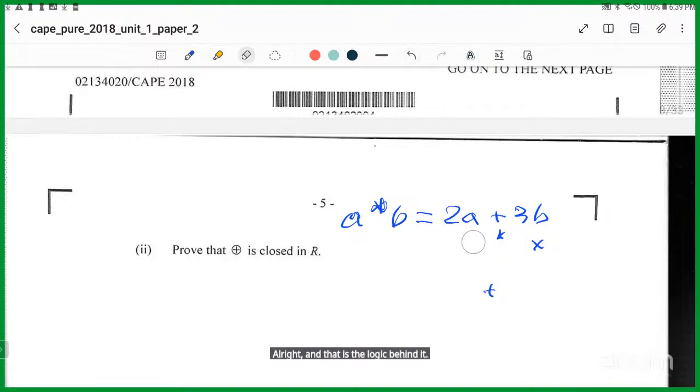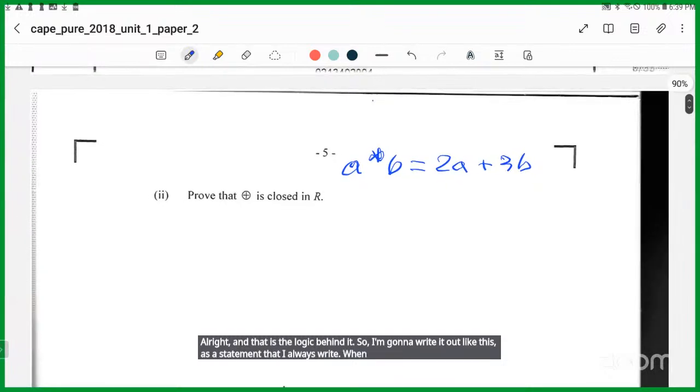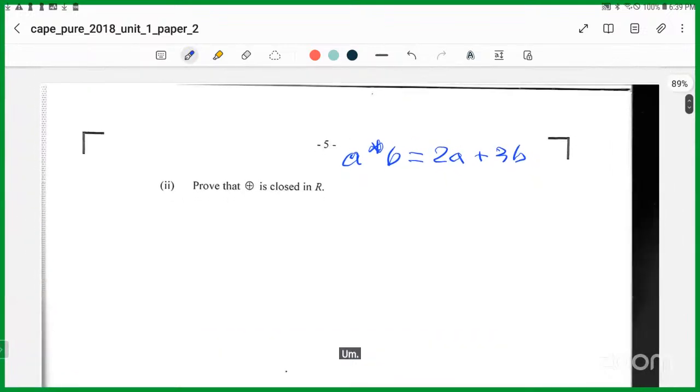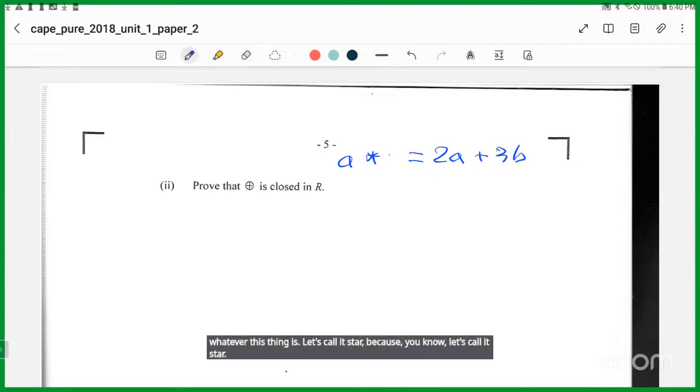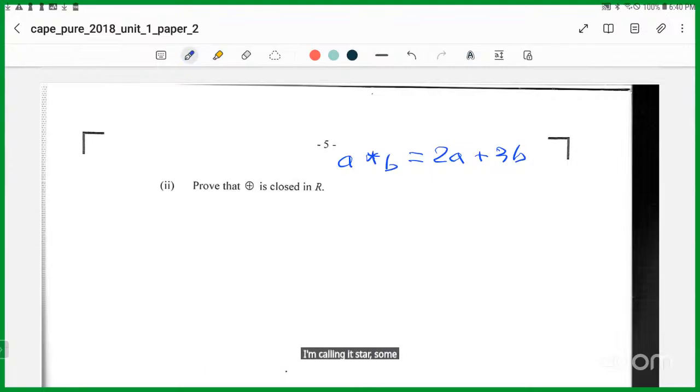So I'm going to write it out like this, as a statement that I always write. When it's a prove that the set is closed, I'm just going to say something like this. They called the operation this, I call it star. If you want to write about the same thing that they gave you, no problem. Let's call it star. Right? I'm calling it star. So I'm going to say, all right.